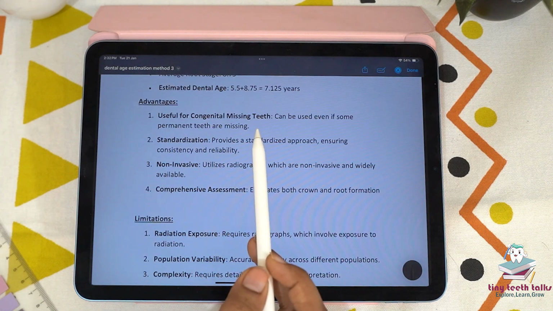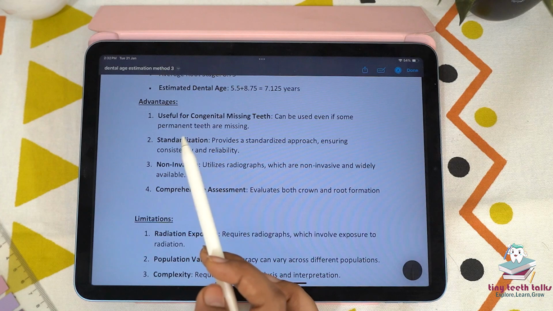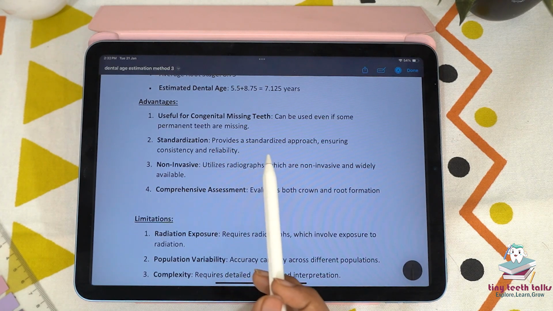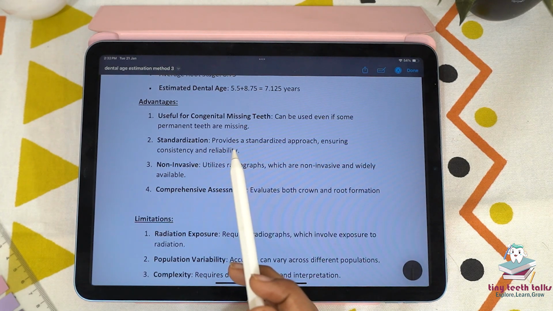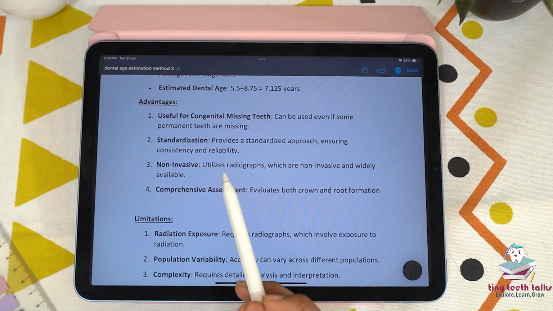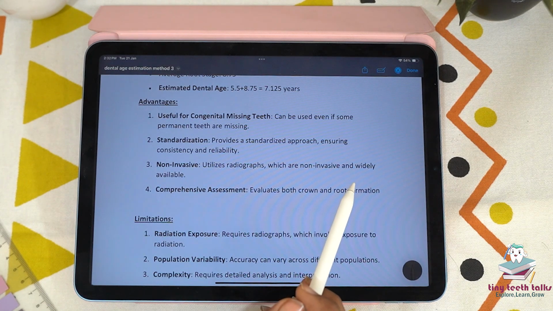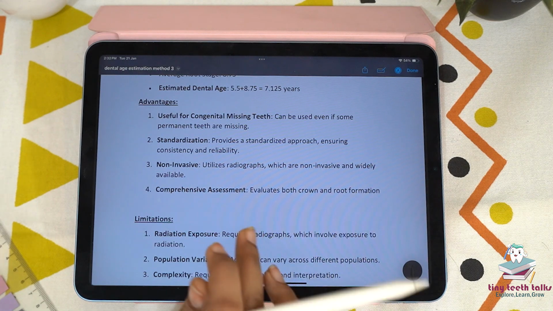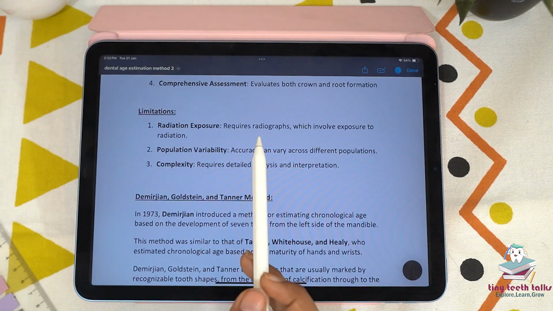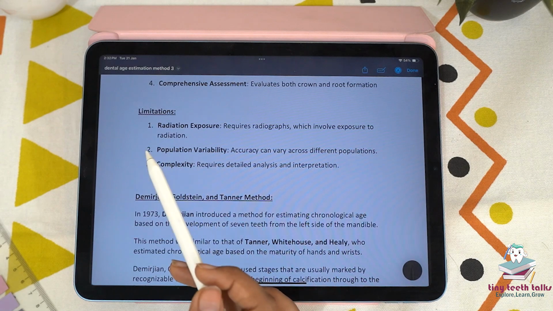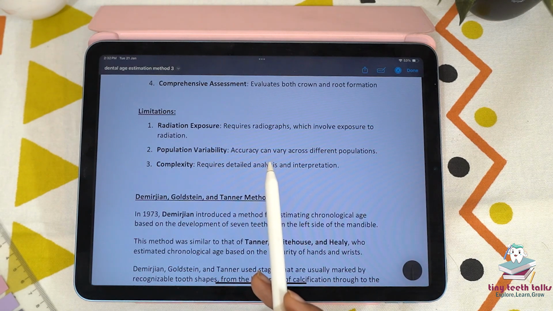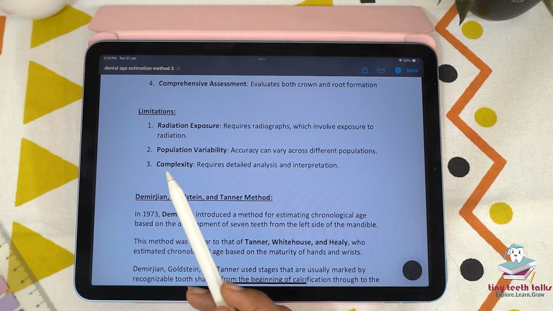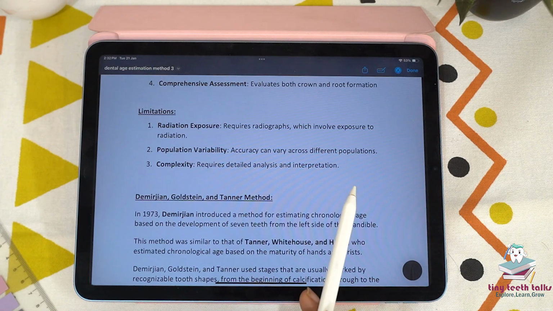Advantages: useful for congenitally missing teeth. It can be used even if some permanent teeth are missing. Standardization: provides a standardized approach ensuring consistency and reliability. Non-invasive: utilizes radiographs which are non-invasive and widely available. Comprehensive assessment: evaluates both crown and root formation. Limitations: radiation exposure, as it requires a radiograph. Population variability: accuracy can vary across different populations. And complexity: requires detailed analysis and interpretation.